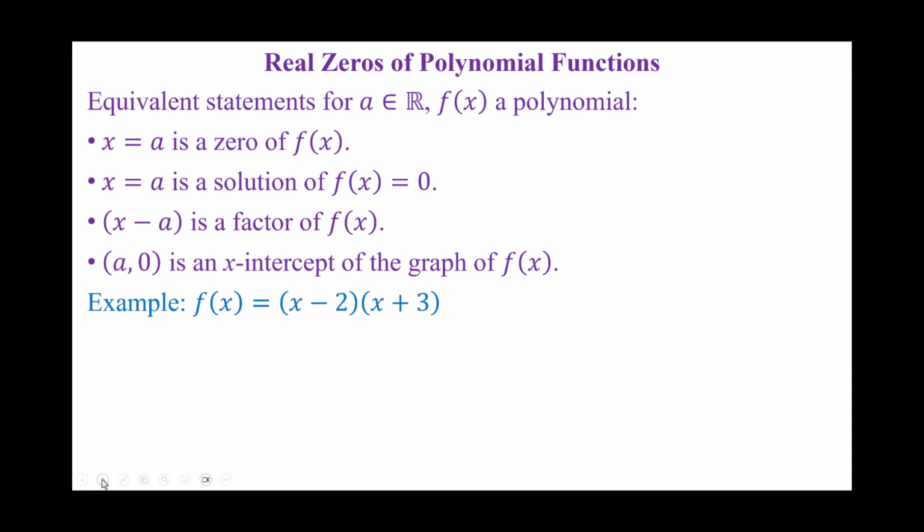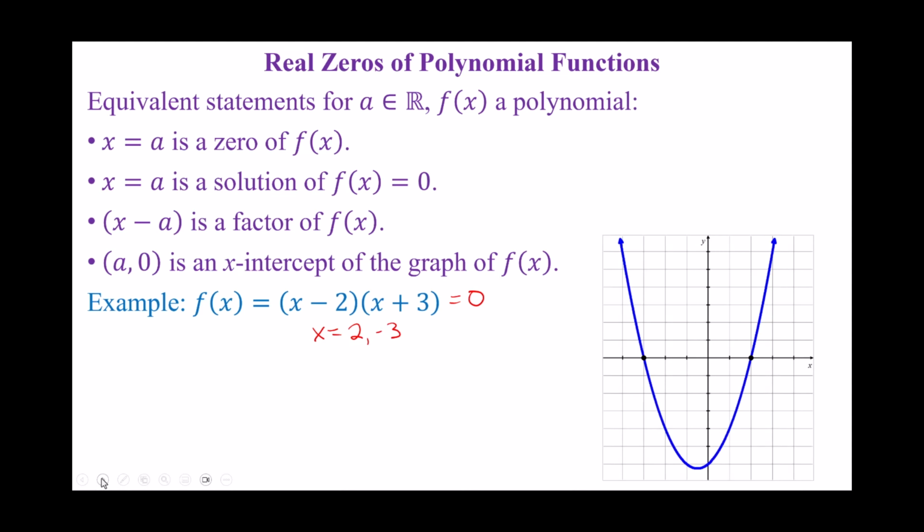So for example, if we have f of x equals (x minus 2) times (x plus 3), then we know that our zeros of the function are 2 and negative 3. Because if I set this function equal to 0, then if x minus 2 equals 0, x is 2. And if x plus 3 equals 0, x is negative 3. So those are our zeros. Those are the solutions to the equation f of x equals 0. X minus 2 and x minus a negative 3, or x plus 3, are factors of f of x. And (2, 0) and (negative 3, 0) are our x-intercepts.